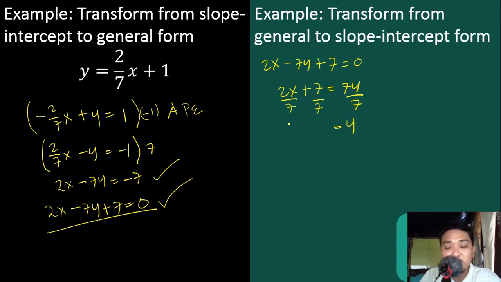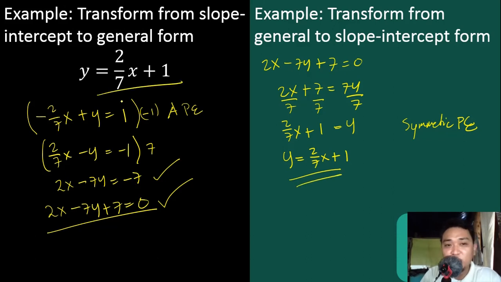So, ayan, babalik tayo sa dati. That is 2 over 7x plus 7 divided by 7 is 1. Or, by symmetric property of equality, that is also the same as y is equivalent to 2 over 7x plus 1. Ayan. So, ano yung slope natin? Ang slope natin, eto. The slope is 2 over 7.